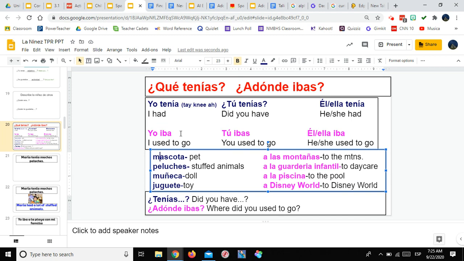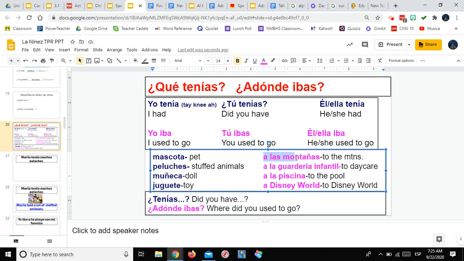If it was just a place I went one time, I would not use yo iba. I would use yo fui. And hopefully y'all remember yo fui as I went. That's like one time, yo fui, or a specific time. All right, so let's go over these. Yo iba, I used to go. Tú ibas, you used to go. Él iba, he used to go. And ella iba is she used to go.